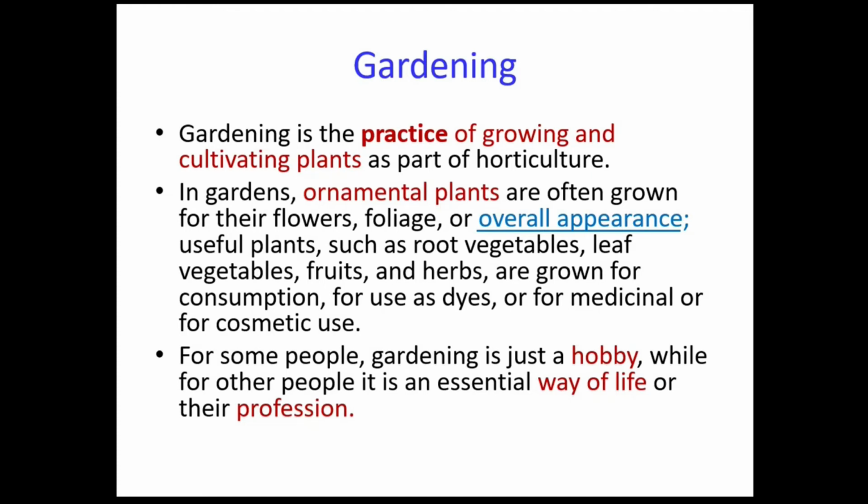Okay, so that's overall appearance. We look for overall appearance because we go for ornamental plants. Flowers and foliage are important, but at later stages we can also use vegetables, leaf vegetables, fruits, and herbs, grown for consumption. Some have medicinal value, some have cosmetic value.